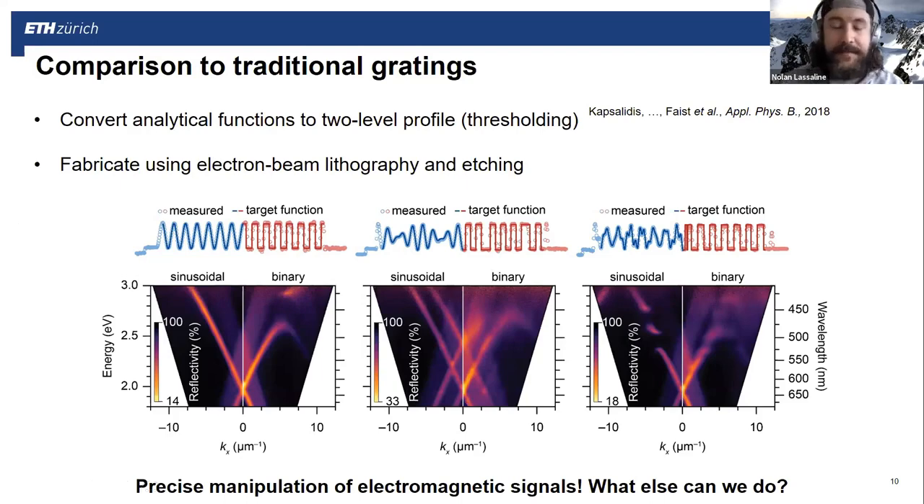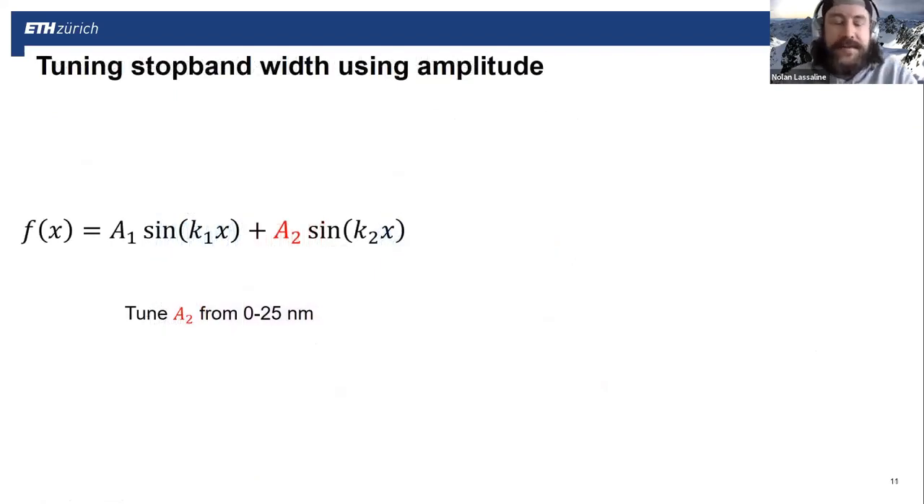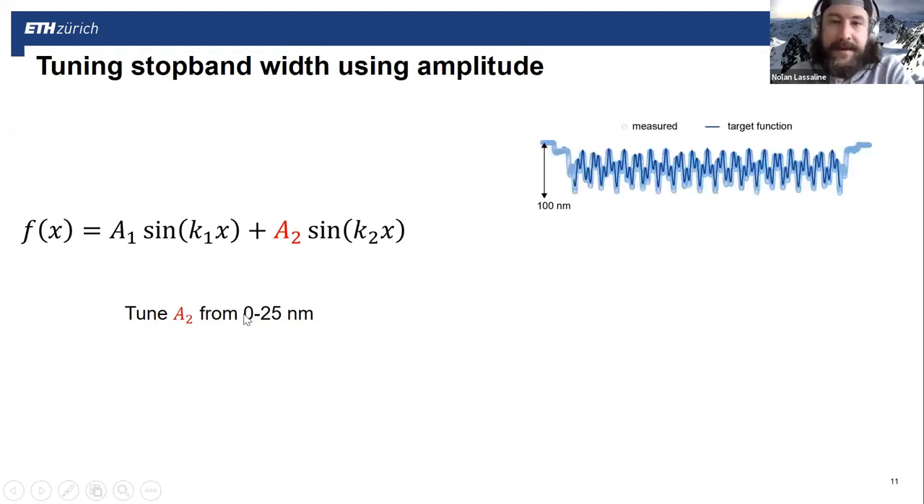And now that we can simply do this, the question is, what else can we do? One thing we can do is, with these stop bands, which are important for many applications, we have free control over the width of these stop bands. So if we take this two-component function here, where the amplitude of the second Fourier component is responsible for the width of the stop band, and we tune this amplitude over some range, 0 to 25 nanometers, we see over here a GIF of how this profile evolves. And as the amplitude of the second component grows, you can see that this function is changing correspondingly.